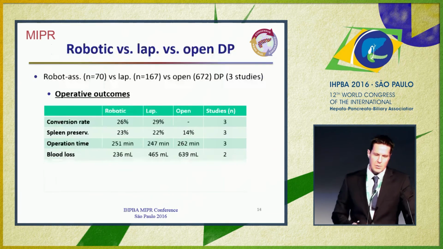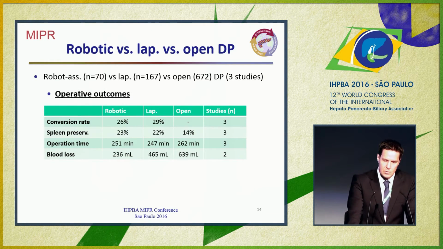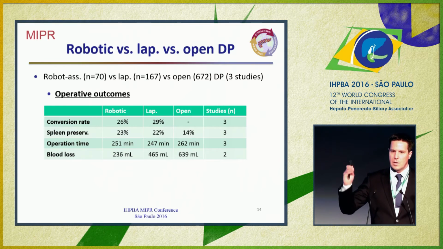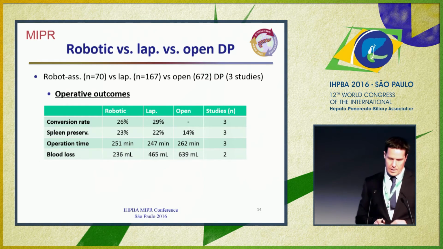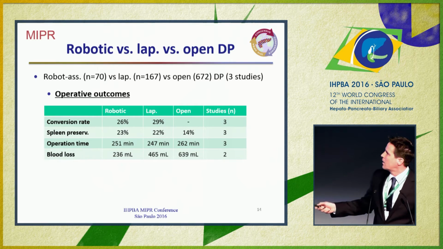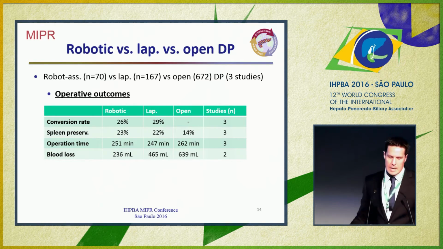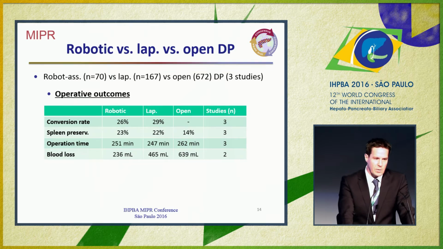So this is the next comparison. There were 3 studies altogether for the comparison of robotic versus laparoscopic versus open distal pancreatectomy. So 3 studies including all 3 approaches. And as you can see here, conversion rates were higher than in the data shown before, 26% in the robotic arm and 29% in the laparoscopic arm. Splenic preservation, between 20 and 25% in the minimally invasive techniques and 50% in the open technique. Operation time, again, 4 hours in every group without significant differences.